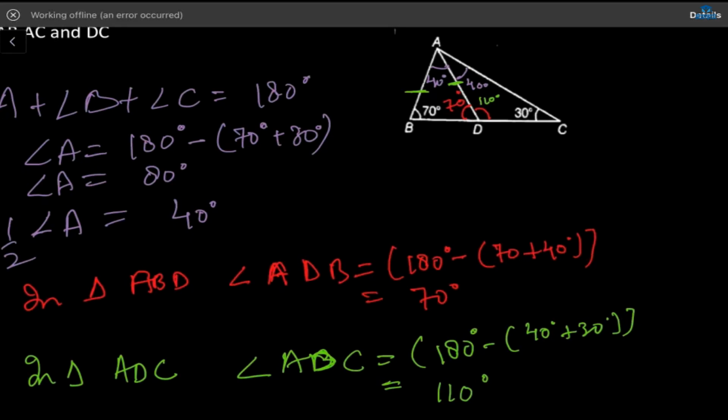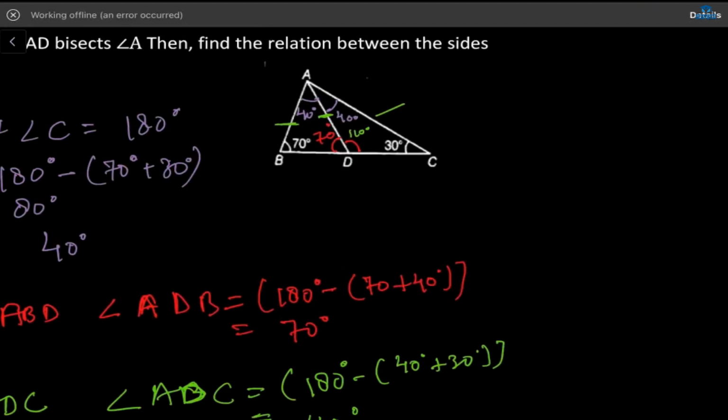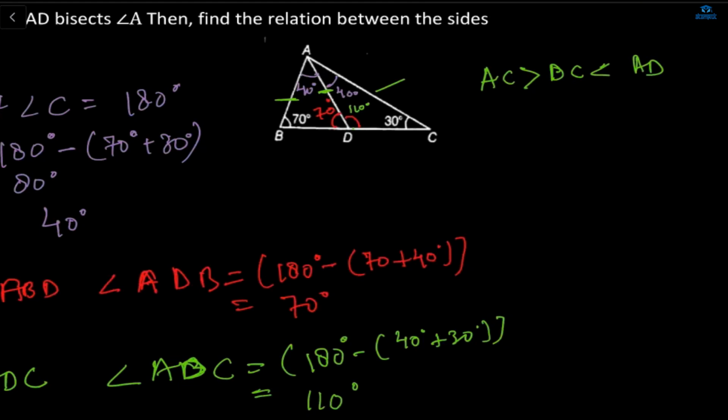Now what have we got? There will be no need to find the 110. We have got that AB is equal to AD. If you see this part of the triangle and compare, what will you get? AC is greater than DC and then AD. See, 110 is the greatest of all three angles: 110, 40 and 30. The side opposite to 110 is AC, so AC is the greatest. Then the side opposite to 40 degrees is DC, so DC is smallest. And the side opposite to 30 degrees is AD. Now we know that AC is greater than DC.